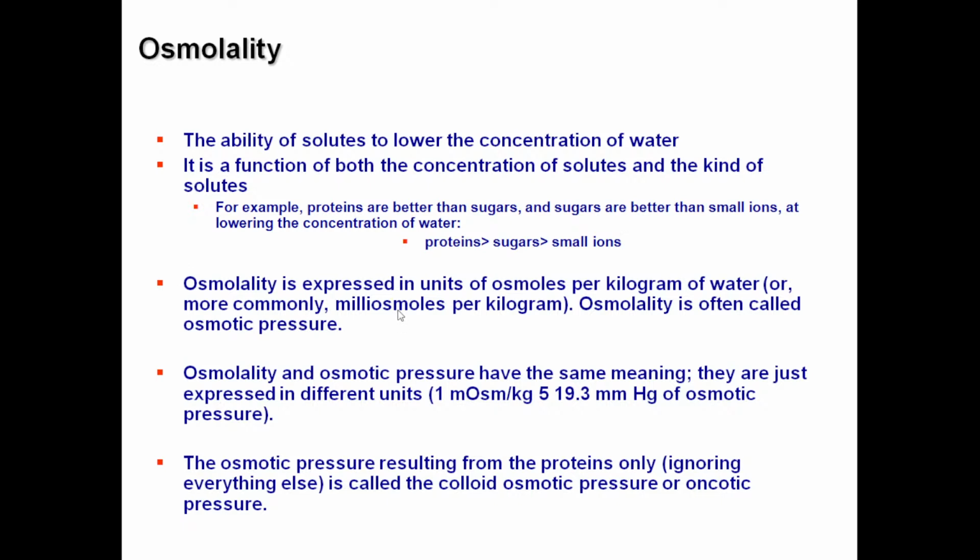Osmolality is expressed in units of osmoles per kg of water, or more commonly milliosmoles per kg. Osmolality is often called osmotic pressure. And osmolarity and osmotic pressure have the same meaning, they are just expressed in different units. And osmotic pressure which is created by the plasma proteins alone, without considering anything else, is what is called colloid osmotic pressure, or more commonly known as oncotic pressure.